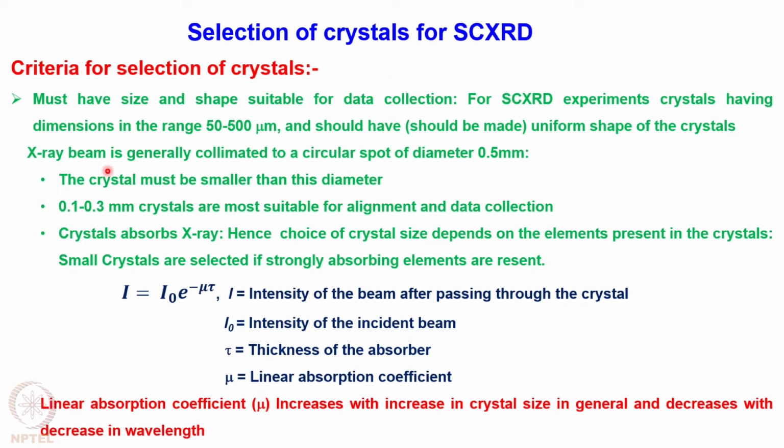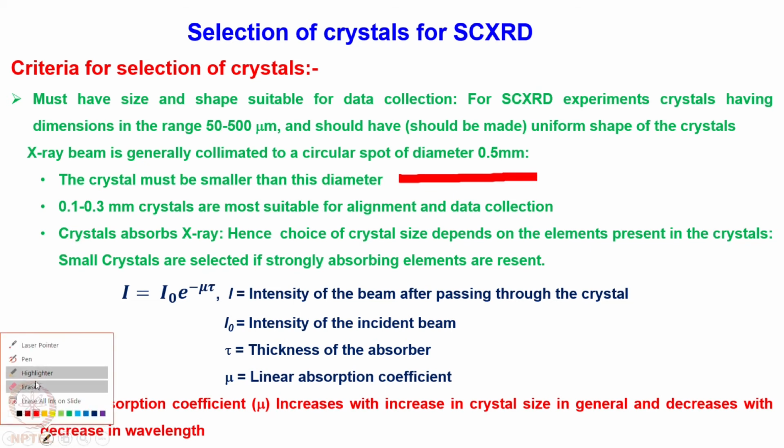And in general, the X-ray beam is collimated to a circular spot of diameter 0.5 mm, that means 500 micron, or sometimes slightly bigger. So, the crystal that we choose must be smaller than the diameter of the beam. So, if the X-ray beam is 0.5 millimeter, the crystal that we choose must be smaller than the beam, so that the entire crystal is immersed in the beam.